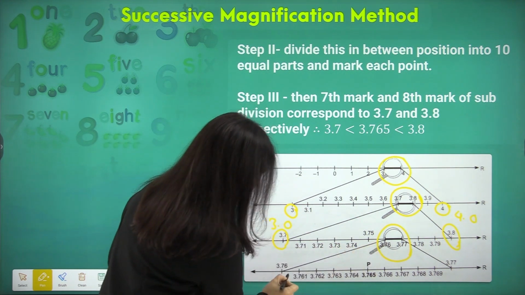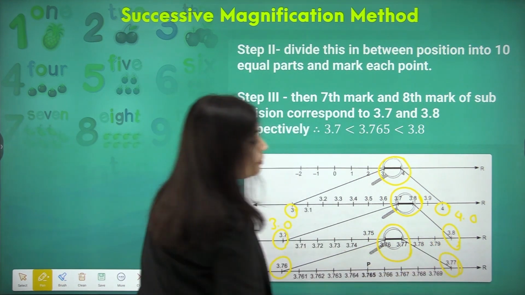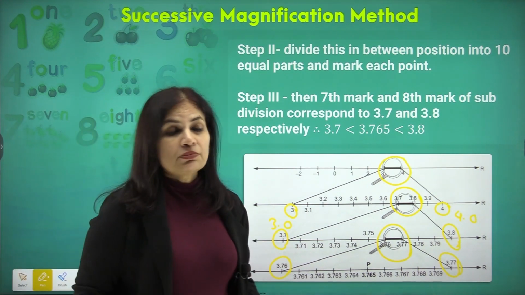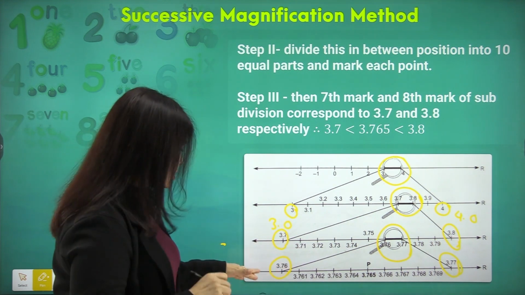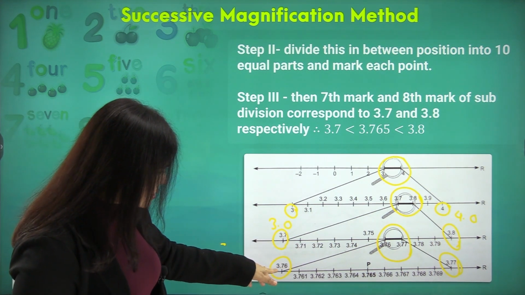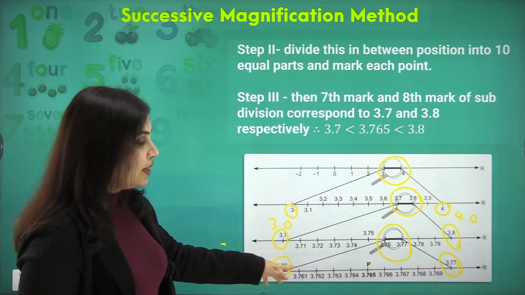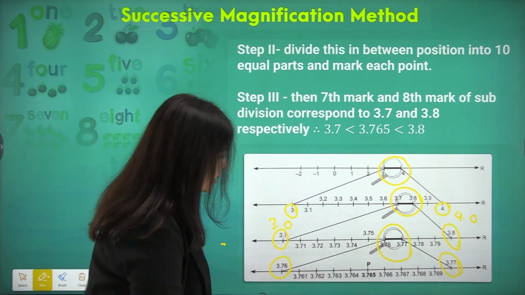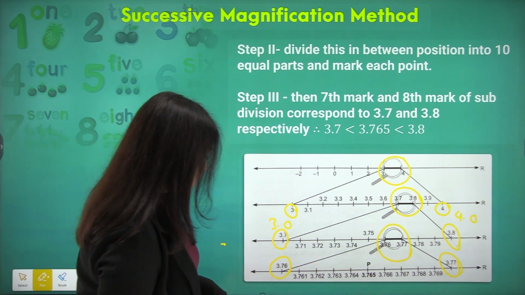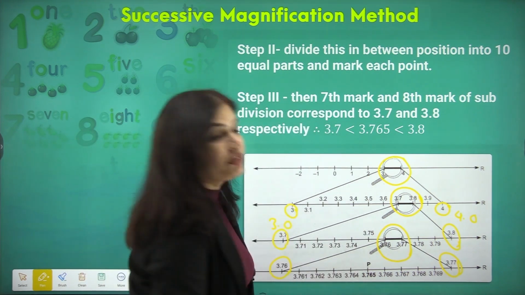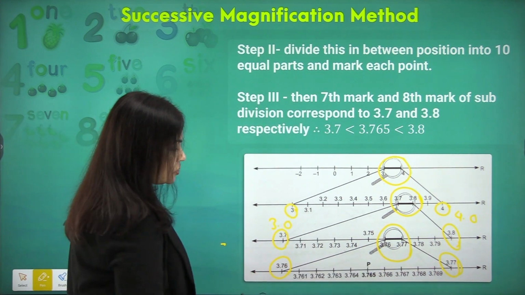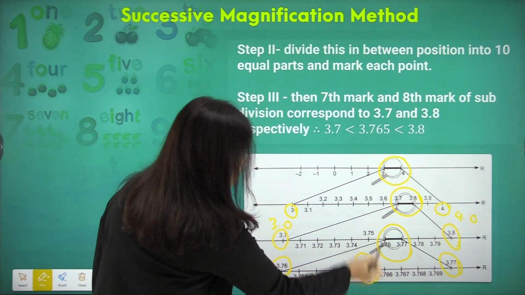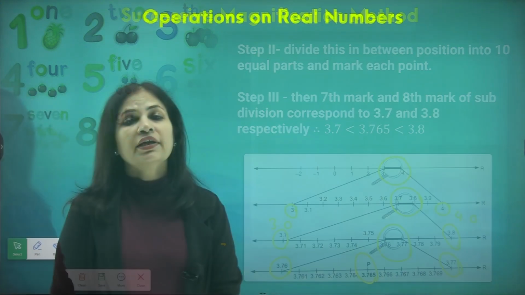Next, I'll take these two as the endpoints. Again, I would like to add once more that keep on increasing the number of digits after the decimal point by inserting a 0. Here I have taken 3.76, make it 3.760 and make it 3.770. Now, 3.765 will lie exactly between 3.760 and 3.770. So, here is my 3.765, the midpoint.